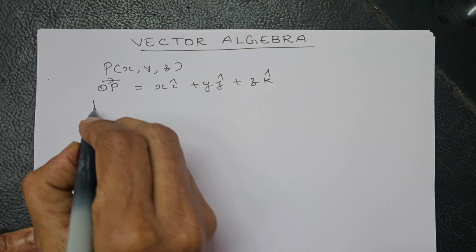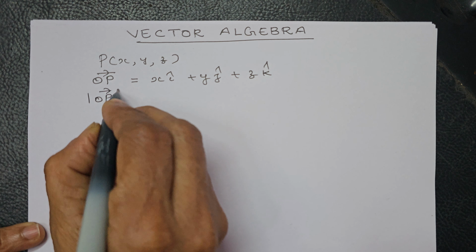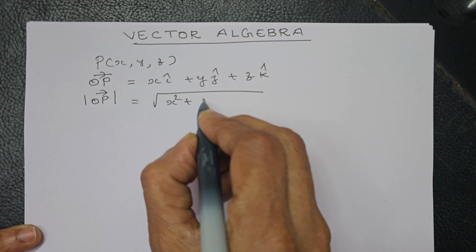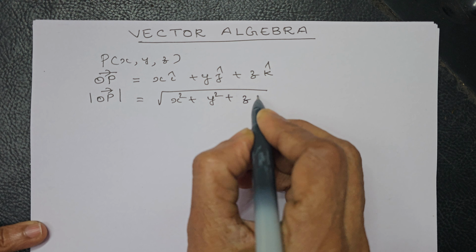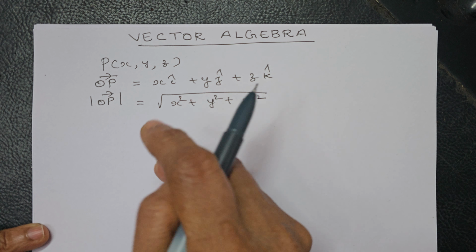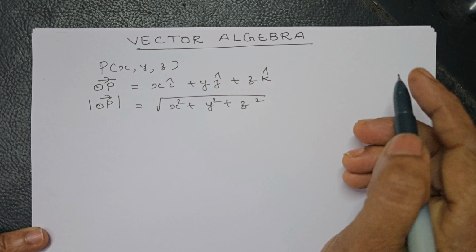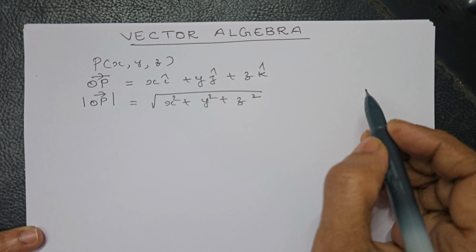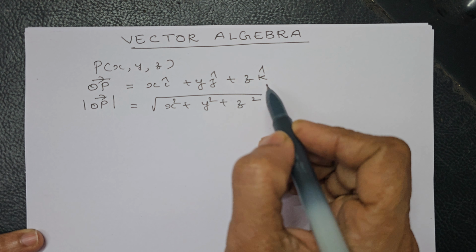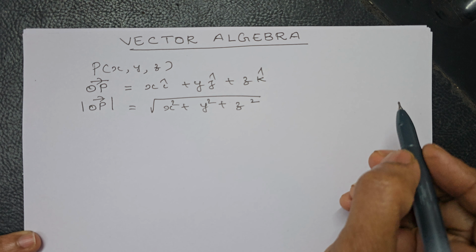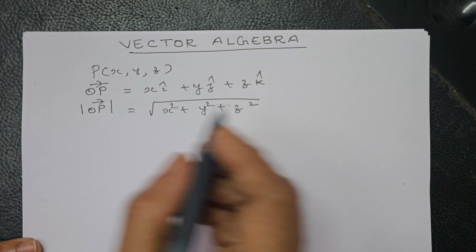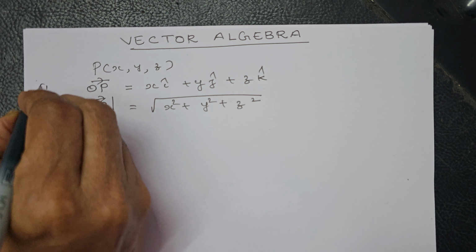The magnitude of that vector OP is equal to square root of x square plus y square plus z square, where x, y, z are called the scalar components of this vector OP. And x i cap, y j cap and z k cap are called the vector components of the vector. So that is the first concept.